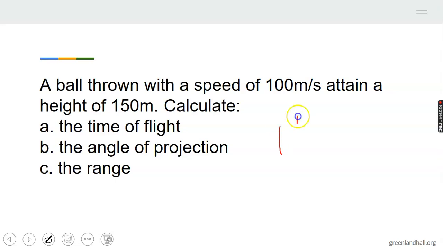Here you work from maximum height. Then you find what is missing there before you can find the other things.